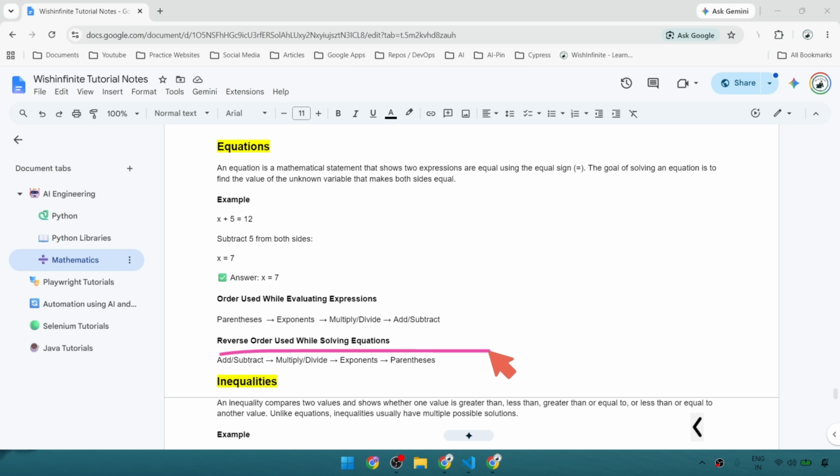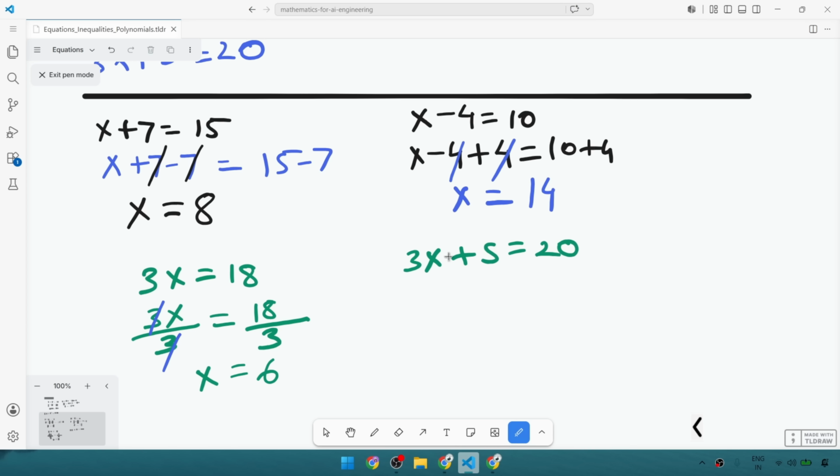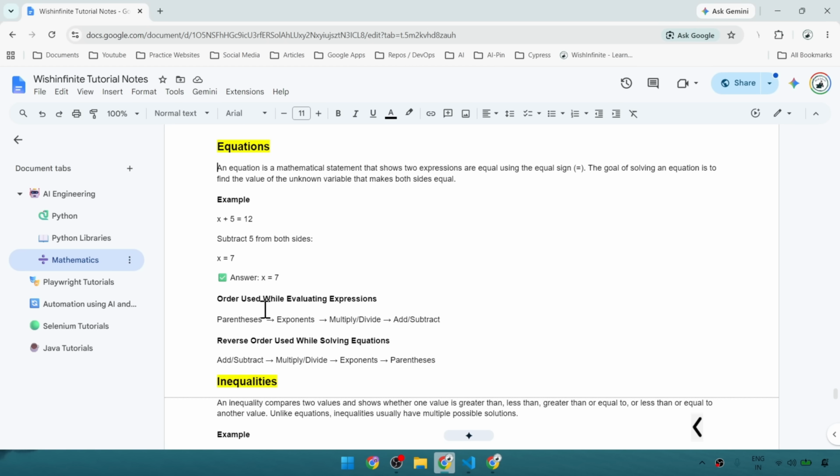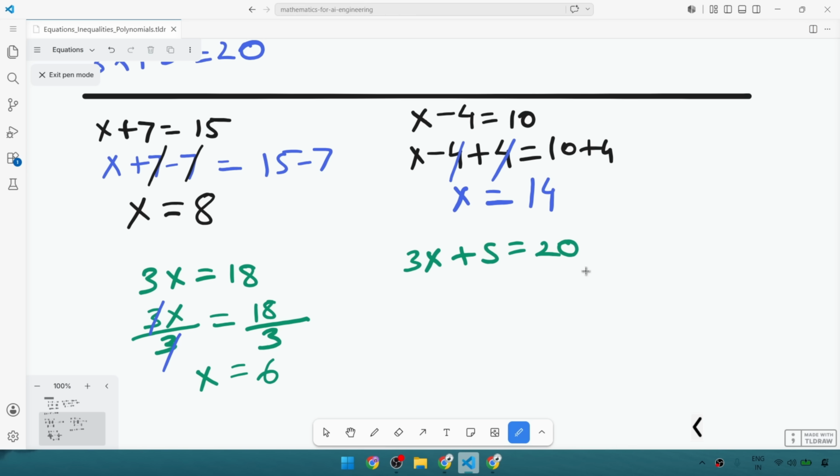Now let's apply this rule to our equation. So this is our equation, which is 3x plus 5. Here we have addition and then multiplication. And we just saw the rule that first we need to solve addition or subtraction. So here we have addition. And after that we have multiplication, so then we will solve this part. Let's see the practical example.